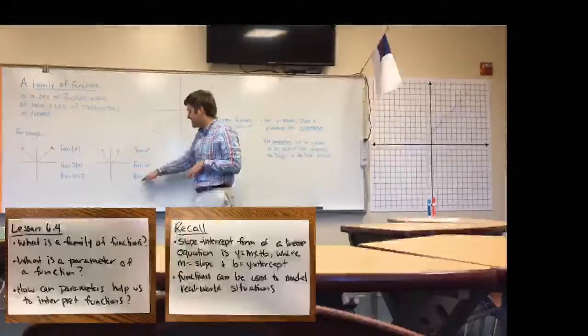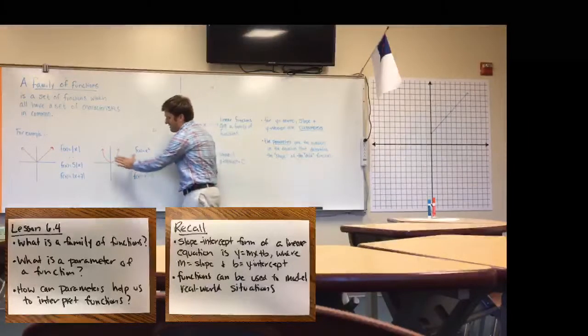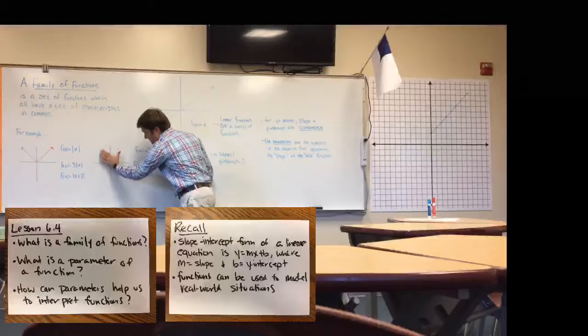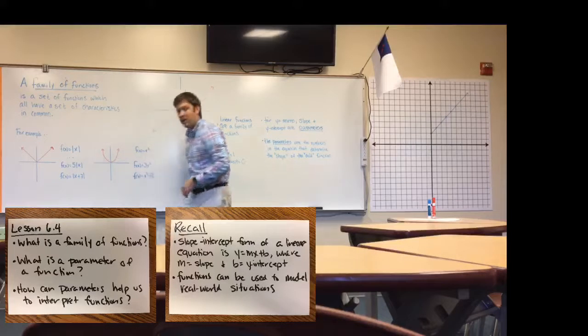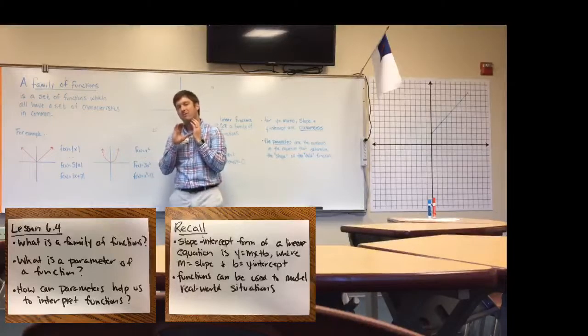You could also do f of x equals x squared minus 12, which actually would take this and move it down. So the same shape, it would be further down. Okay? So those would all be in the same family.